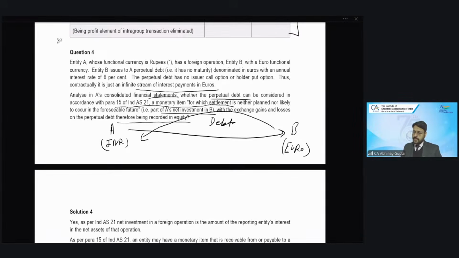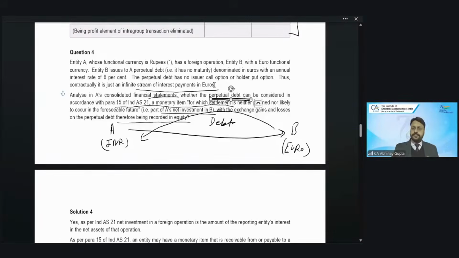Correct? Can the trade receivables and trade payables be part of the net investment? No, sir. Why? Any specific reason?